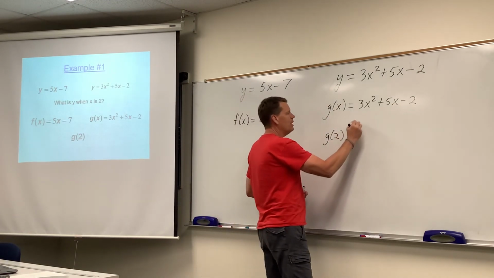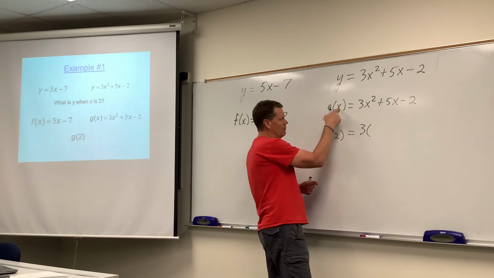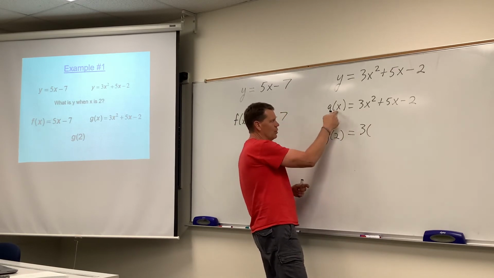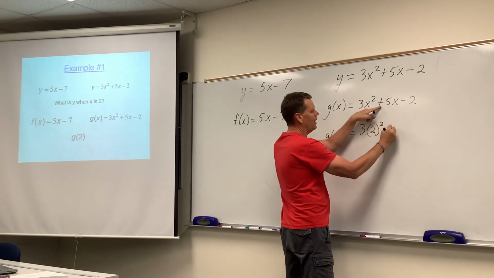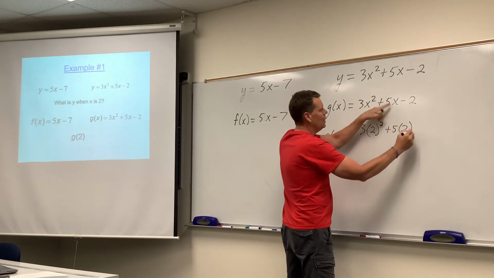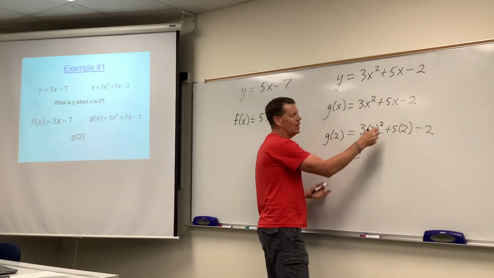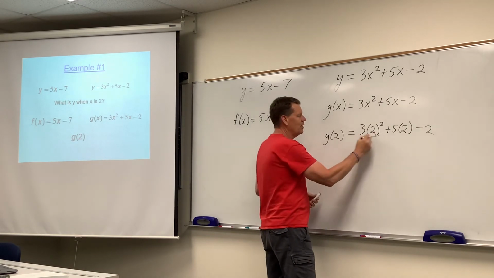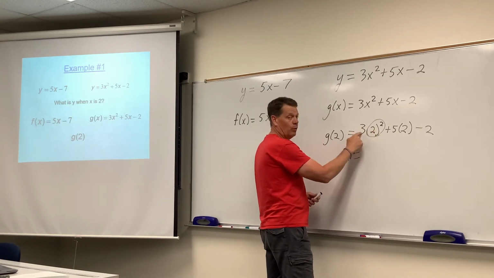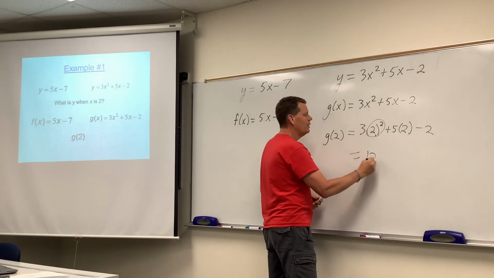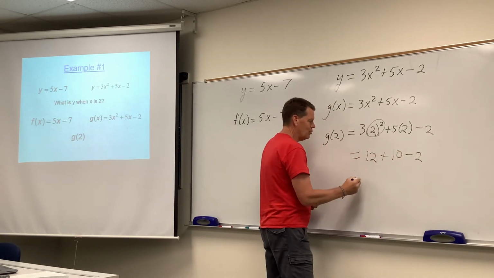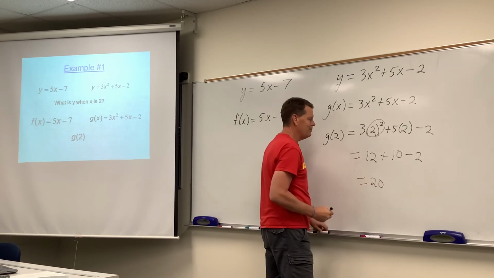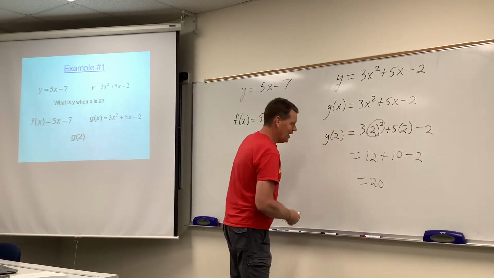So that would be 3 times, see whatever's in the parentheses goes in for x, 2 goes in for x. 3 parentheses 2 squared plus 5 parentheses 2 minus 2, crunch the numbers, order of operations, exponent before multiply. 4 times 3 is 12, 5 times 2 is 10, 22 minus 2, 20. I hope that's right. I get fast sometimes and I mess up.